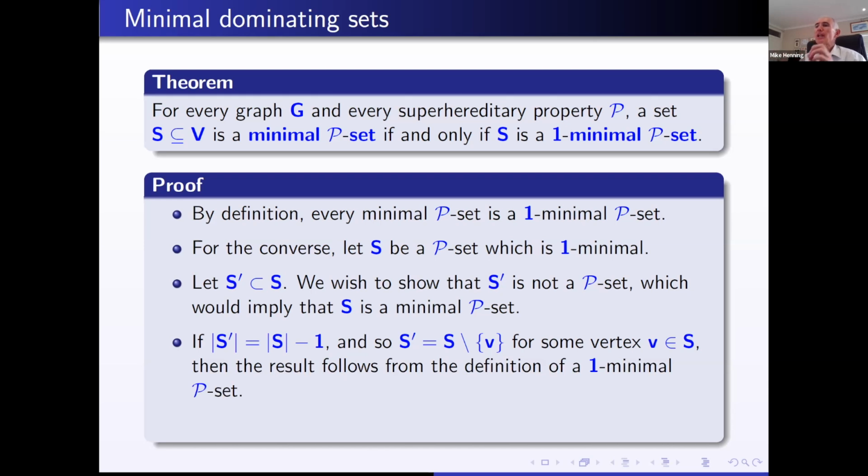The problem is, what happens if the set S prime has cardinality less than |S| minus 1? So let's look at that case. How do we prove that S prime is not a P set?